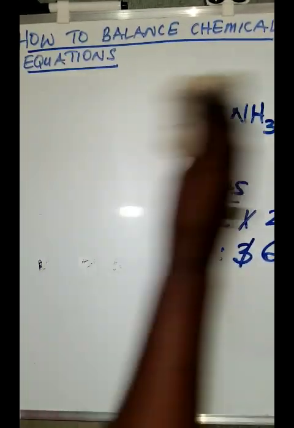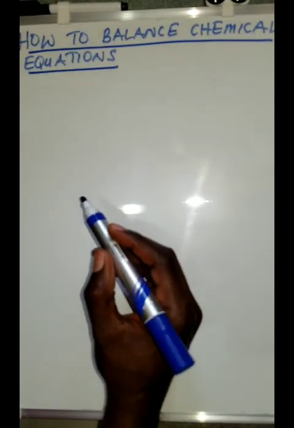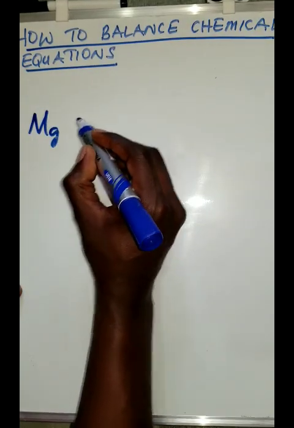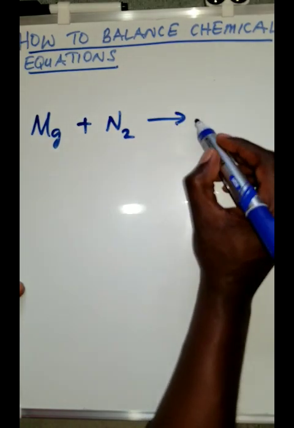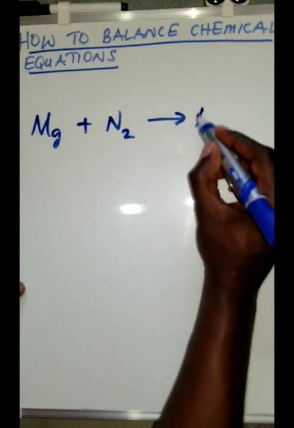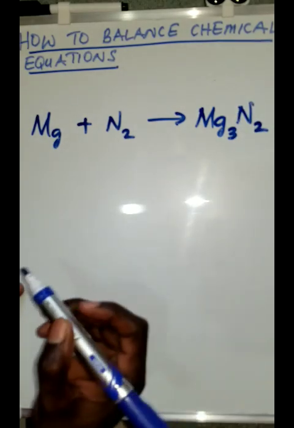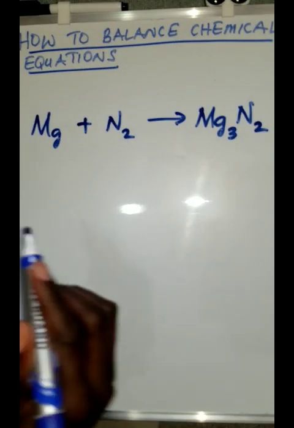All right, let's try to put up another one and see if you are able to balance that. I'm going to give you magnesium reacting with nitrogen to form what we call magnesium nitride. So this is the reaction that you're having, and they tell you to balance this equation. Please, you can pause the video and try to see if you are able to balance this one.